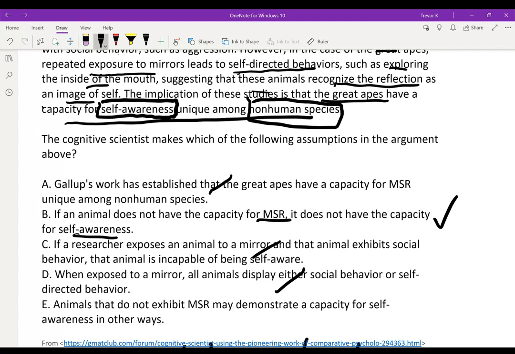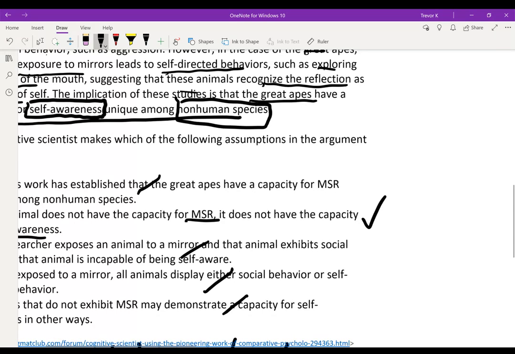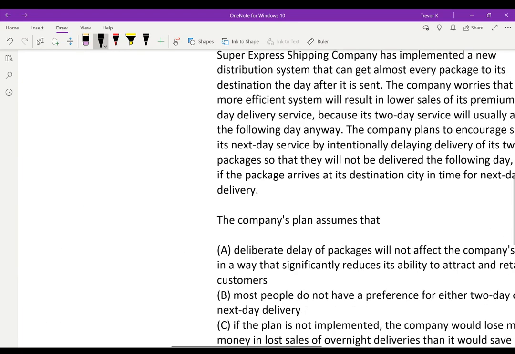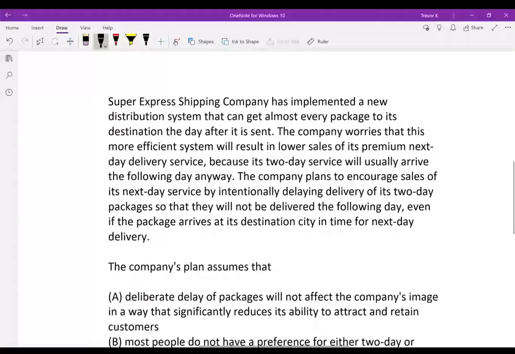And then E, animals that do not exhibit MSR may demonstrate a capacity for self-awareness in other ways. No, that can't be right. The whole point is that MSR is necessary. So we really only have B, which forges this really strong connection between MSR and self-awareness. You need MSR for self-awareness. The rest of these don't have that same thing that you need MSR for self-awareness, therefore the great apes are self-aware and other animals are not. All right, cool. So that is our first assumption question.